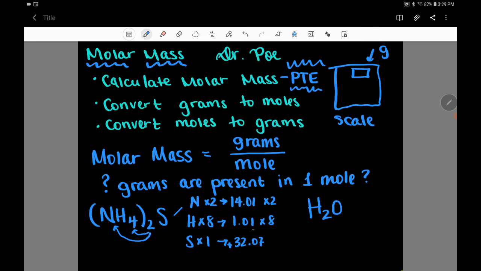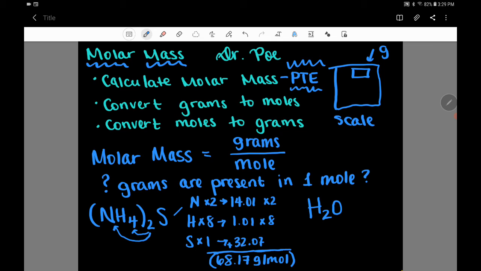After we figured each one of those out, for nitrogen, it's 28.02. For hydrogen, it's 8.08, plus sulfur, which is 32.07. We add that all up. Our total here is 68.17. Units are always grams per mole. So that is the atomic mass, or the molar mass, of ammonium sulfide.